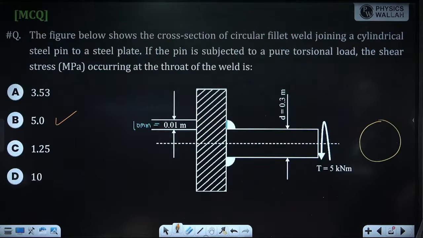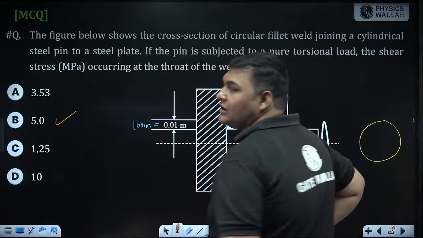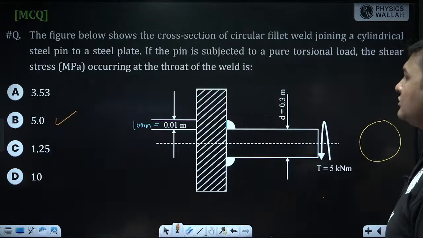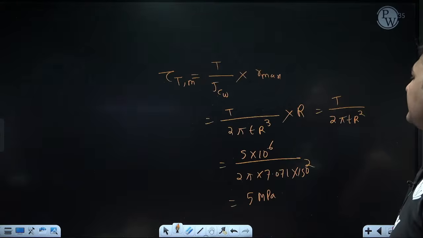Okay, so for this question, this is a real MCQ. Even if you make some mistake, you get another option as your answer. So mistakes are not allowed. Okay, for this question the correct answer is B.